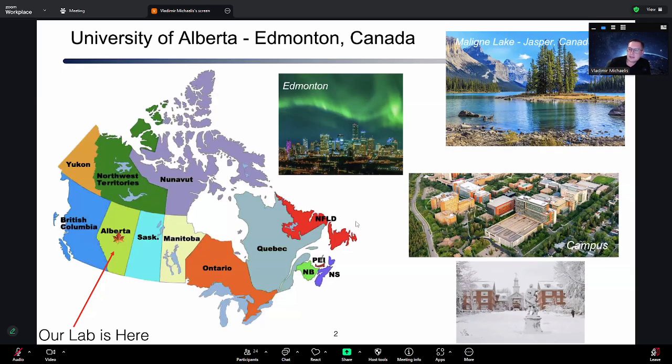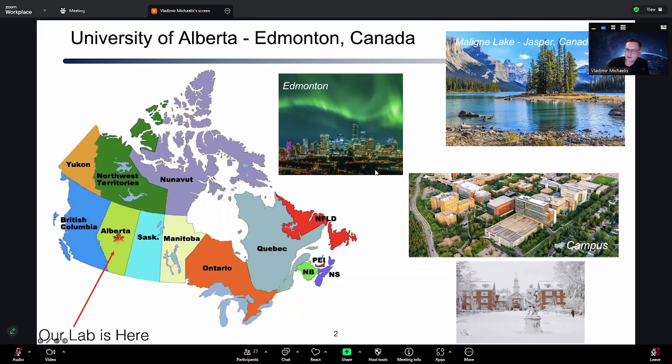This here is basically Canada in a nutshell, and Alberta is located over here in this region. Okay, so basically Edmonton is where our university is located, which is this little star right here. And often at times in the late evenings and so forth, you can see the northern lights. And we have some really nice national parks, Jasper and Banff. So if you ever come and visit Alberta, you can see some of this.